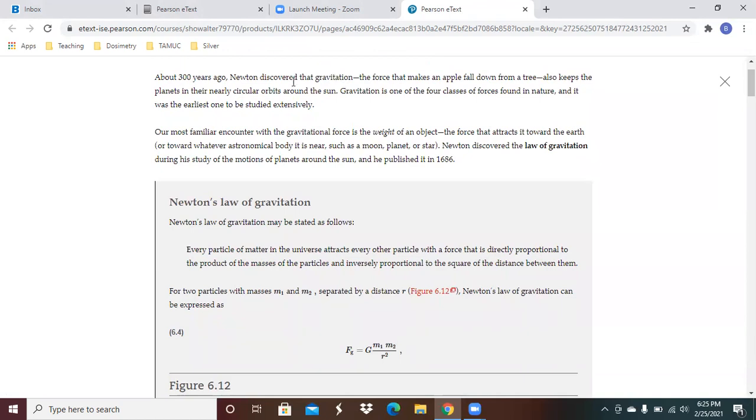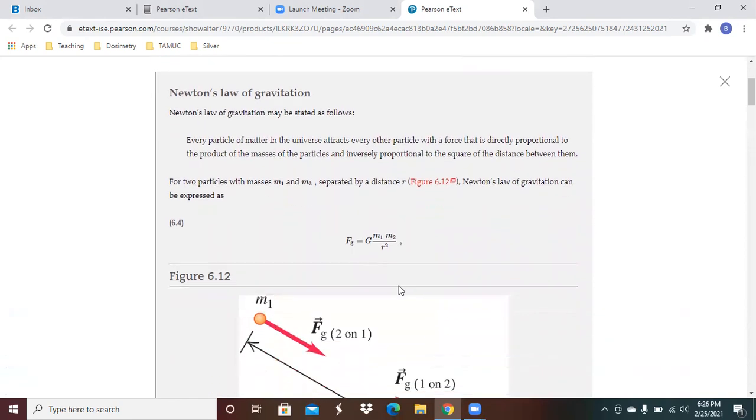Newton discovered the laws of gravitation about 300 years ago. Gravitational force is categorized as the weight of an object, the force that attracts it towards the Earth. Newton discovered the laws of gravitation during his study of the motion of planets around the sun and published it in 1686. So that's a while back.